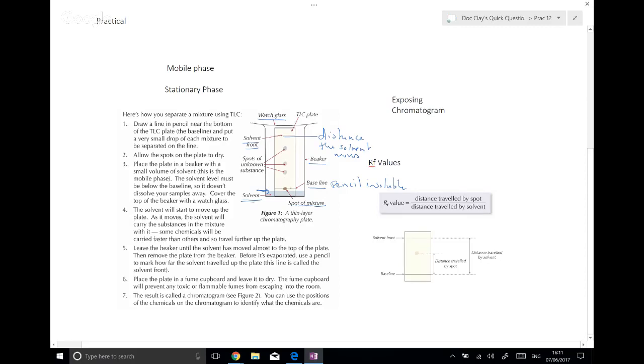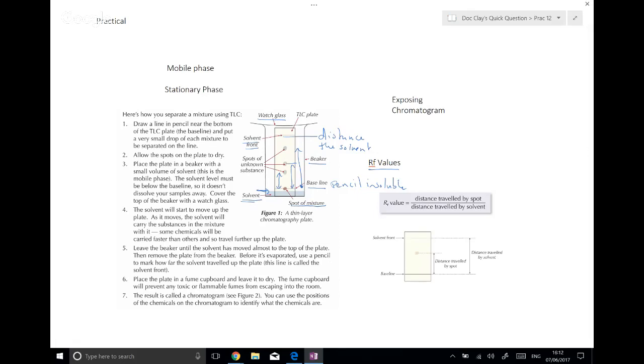What you then have is some spots, if we've managed to separate out our sample, and they will have moved different distances, perhaps that distance, and perhaps this distance. And in this case, we've got 3, so we've got a third distance that it moves. And from these values, we can calculate the retention factor. Like I say, we'll come back to that in just a moment's time.